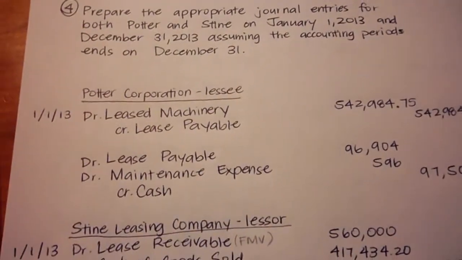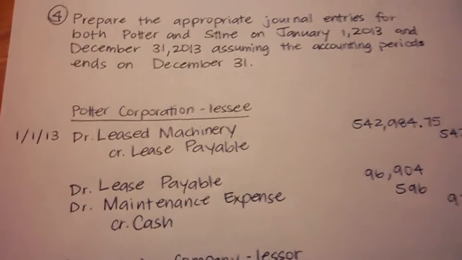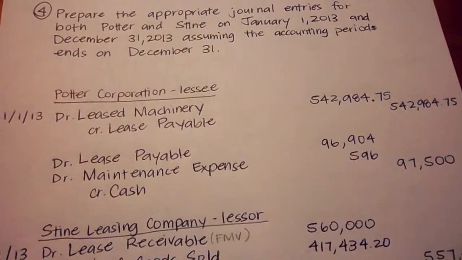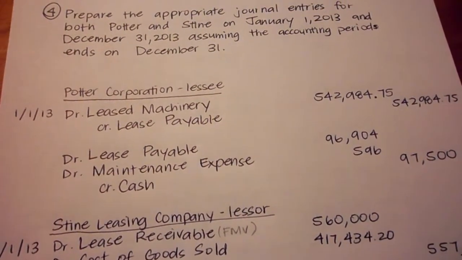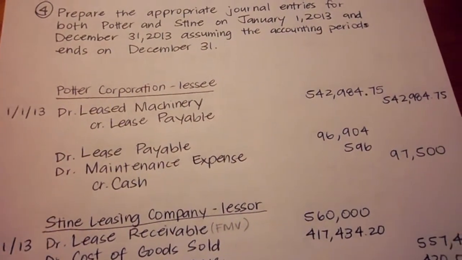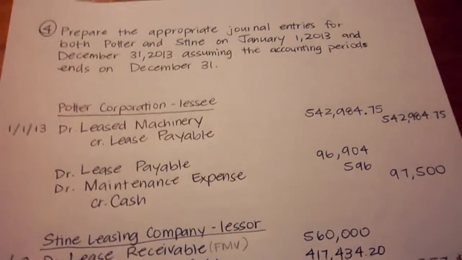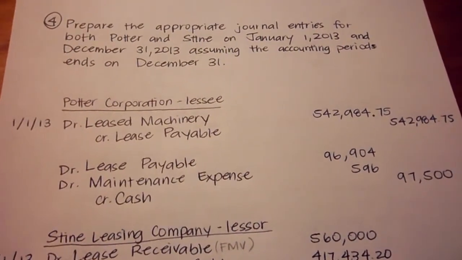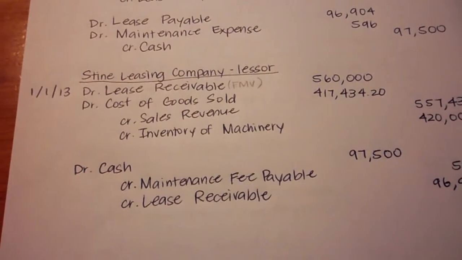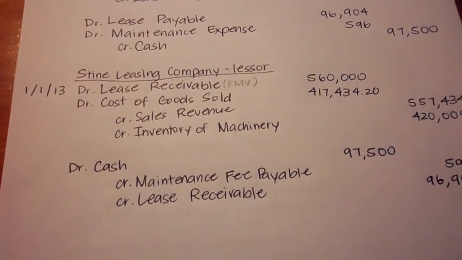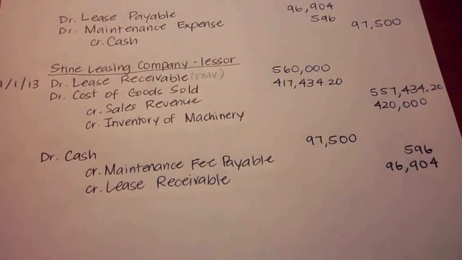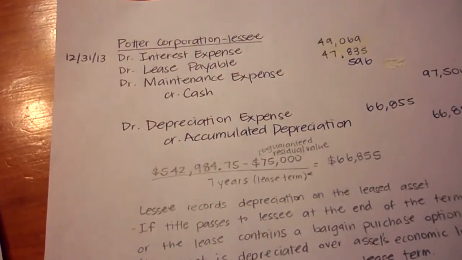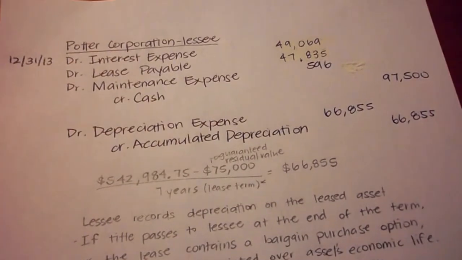So here's the journal entries for January 1st, 2013 for Potter Corporation, the lessee. You debit leased machinery and credit lease payable. And you also debit lease payable and debit machine expense and credit cash. The machine expense is the executory cost that was given to us. And here's it for Stein Leasing Company, the lessor, for January 1st, 2013. Also part of 4 is to record the journal entries for December 31st, 2013.